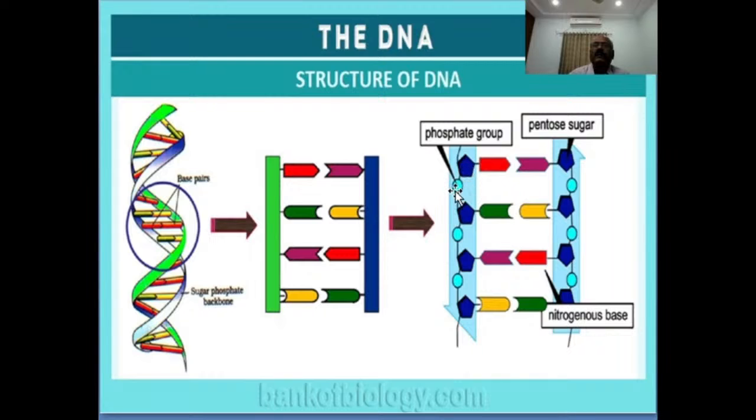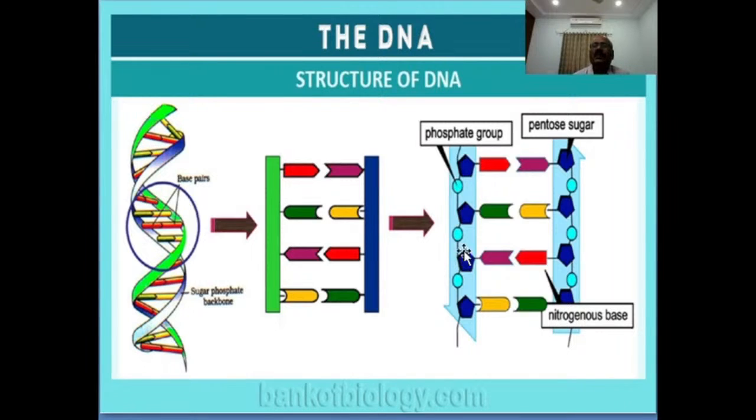pentose sugar and phosphate. These 3 together are called a nucleotide. So, phosphate, pentose sugar, nitrogen base. So, this is one nucleotide, this is one nucleotide, this is one nucleotide. So many nucleotides are there. That's why this DNA is called a polynucleotide chain.